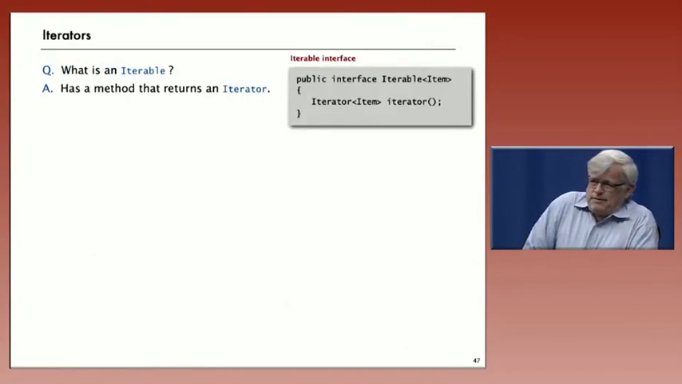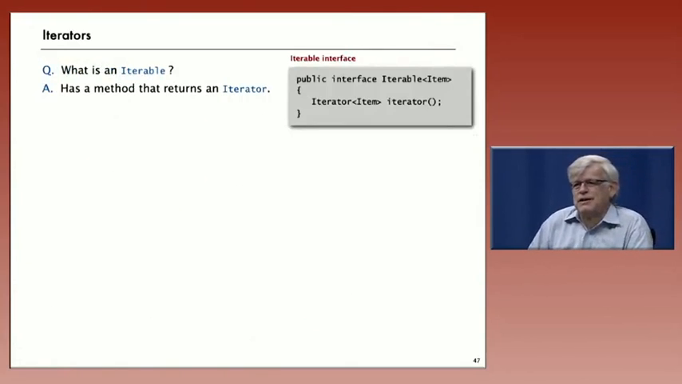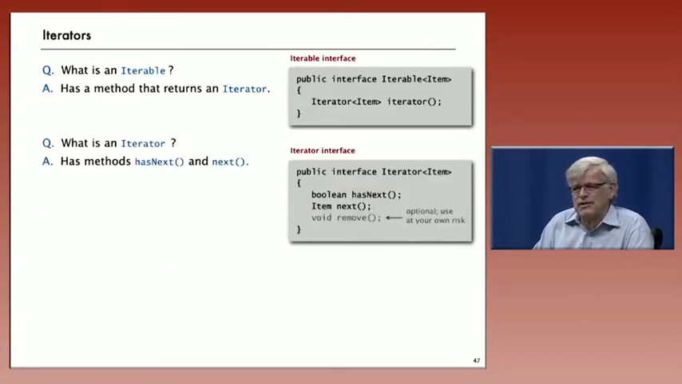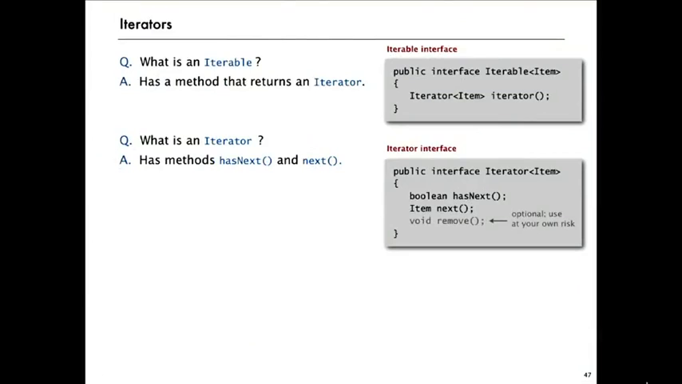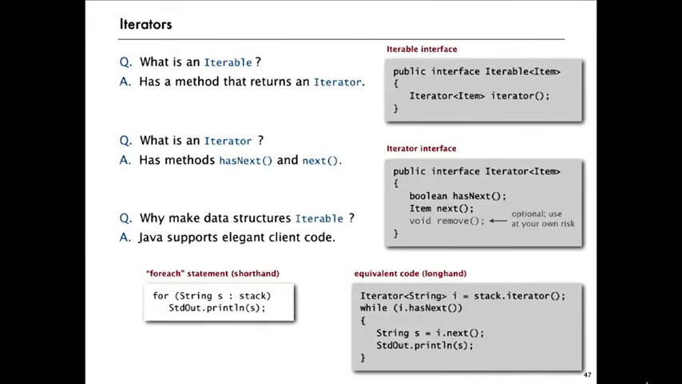So what's an iterable? In Java lingo, an iterable is a class that has a method that returns an iterator. And what's an iterator? An iterator is a class that has the methods hasNext and next. Java also allows remove. We think that one is bad news, so we don't use it. It can lead to insidious debugging problems. So hasNext and next. To make a data structure iterable, we're going to implement those things.